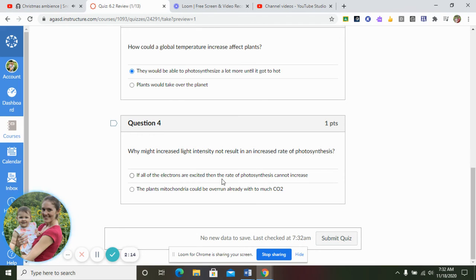If all the electrons are excited, then the rate of photosynthesis cannot increase. It doesn't matter how much more light you give them. There's nothing that those plants can do to use it because, again, all their electrons are excited. And then you'll come down here and you'll hit Submit Quiz at the bottom.